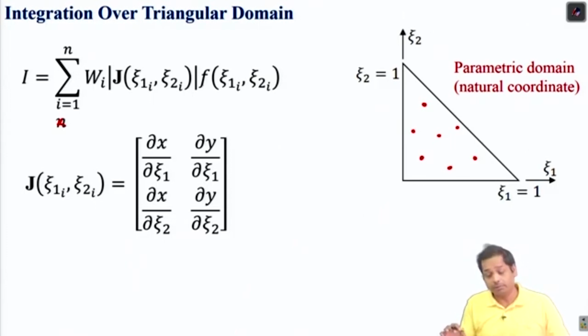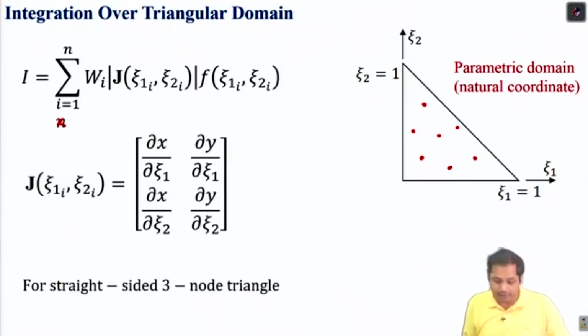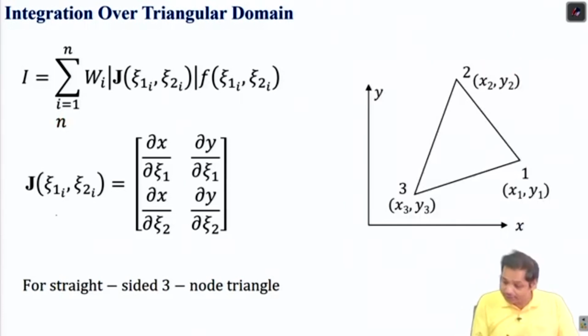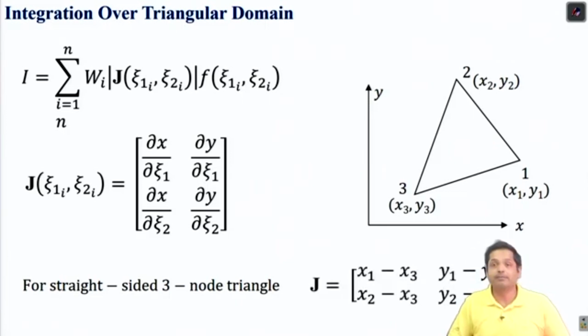If we have a triangle in physical domain, that physical domain needs to be mapped with the parametric domain, and then through this map we can get this Jacobian. Now for a straight-sided 3-node triangle, this Jacobian can be explicitly written like this. We can verify this. So for that we don't have to write it through shape functions and differentiate to get the Jacobian. We can directly get Jacobian like this.